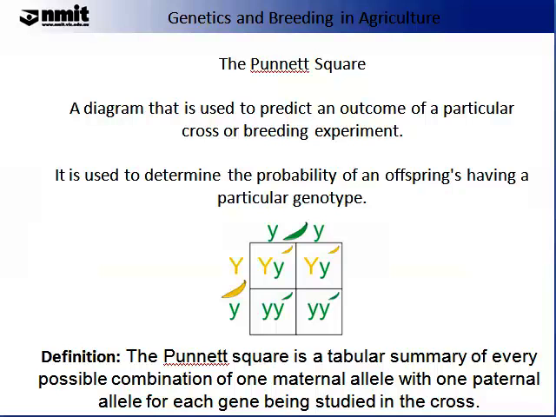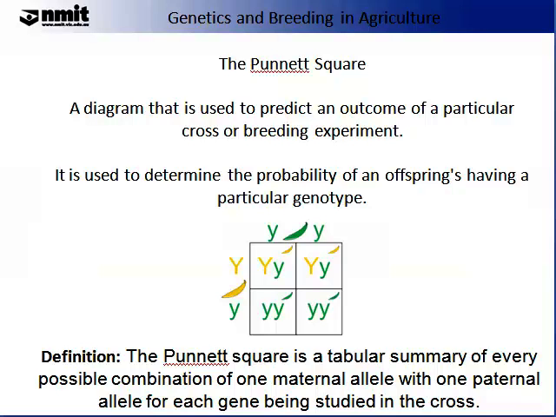The Punnett square. This is a diagram that can be used to predict an outcome of a particular cross or breeding experiment, i.e. it could show and demonstrate Mendel's results. It is used to determine the probability of an offspring having a particular genotype. Here is an example of a Punnett square demonstrating the phenotype of green and yellow bananas. The genotypes are described as a capital Y and a lowercase y.